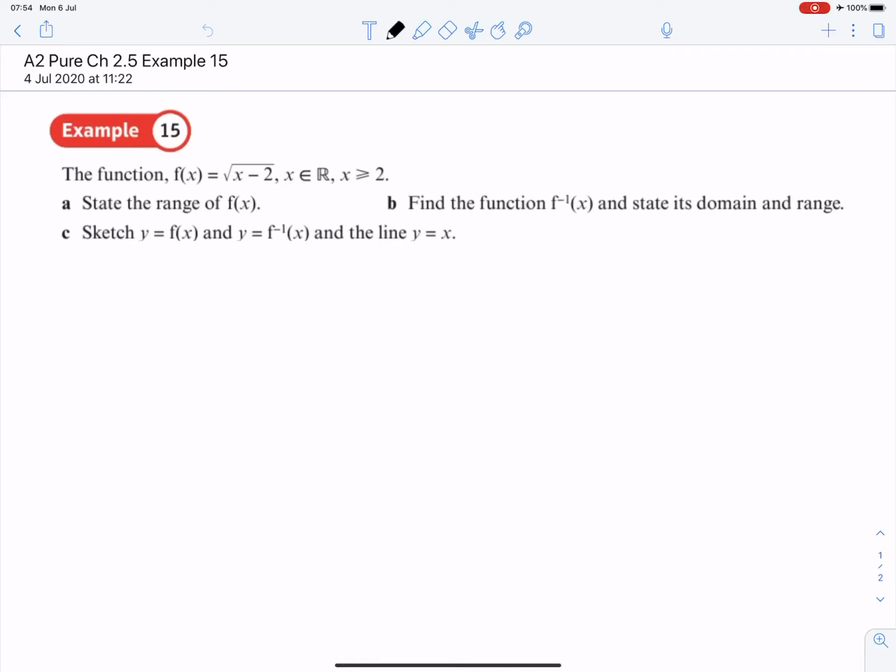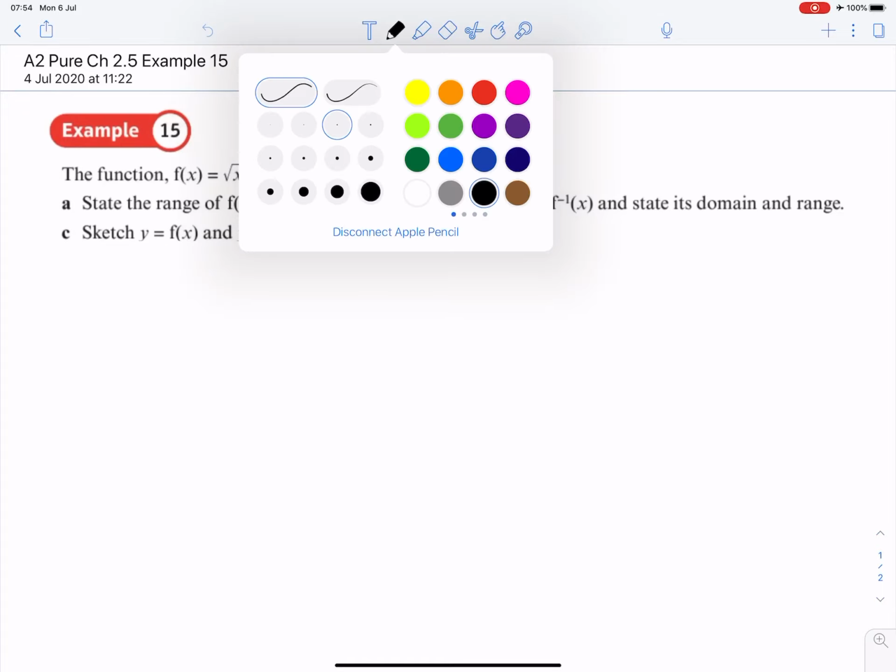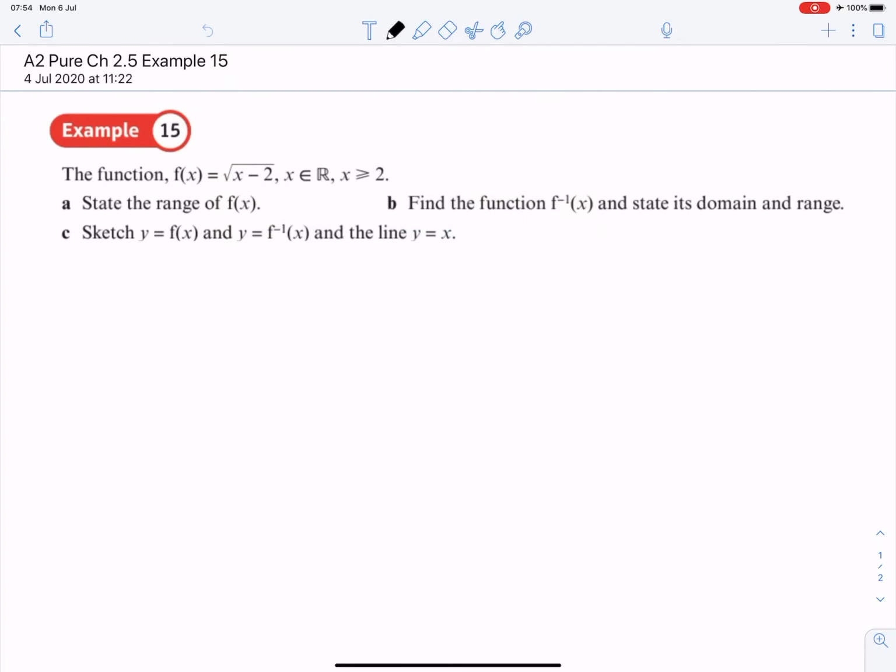So f of x, the function f of x equals the square root of x minus 2, with x a member of the set of reals and x greater than or equal to 2. State the range of f of x. So the range is the output values, but often these questions are best begun by sketching.